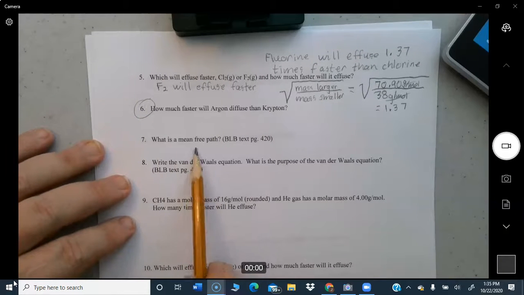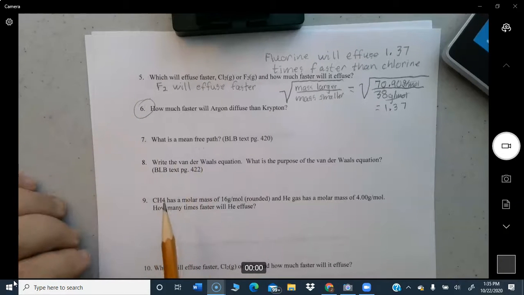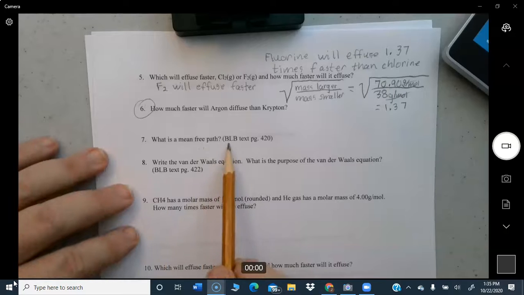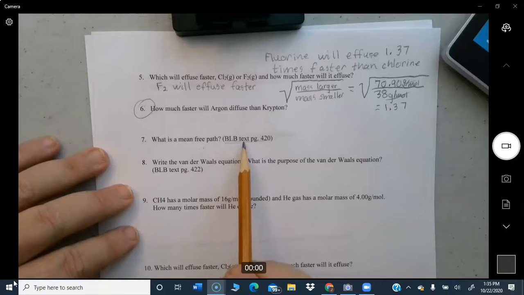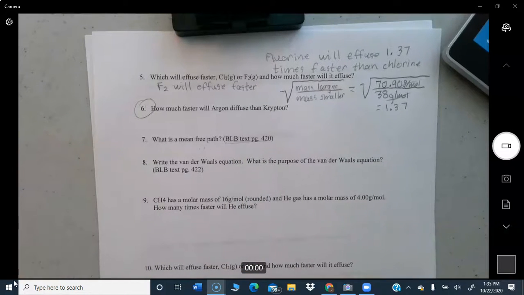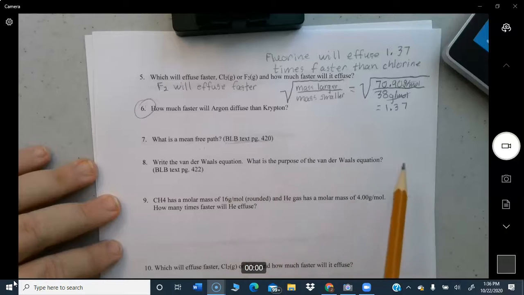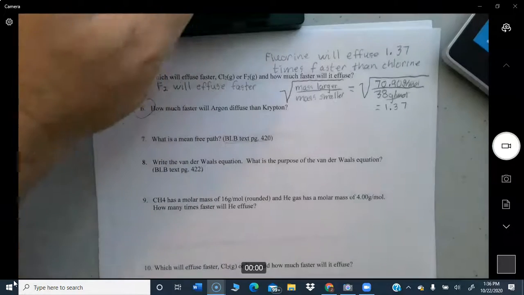Okay, what is mean free path? It's just a definition given on the video so you can answer that. I also sometimes make references, now that we're going to get more and more into the textbook. BLB is your textbook. It's Brown LeMay Bursten is the name of your textbook. So it's telling you it's in your textbook on page 420, and you can read about it there. More and more I'll give you questions where I want you to go research in your textbook, okay? Write the van der Waals equation. What is the purpose of the van der Waals equation? It's on the video, so if you want to just watch the video, you can get the answer there, or it's in your textbook on page 422. So I'll leave questions like that for you to do.